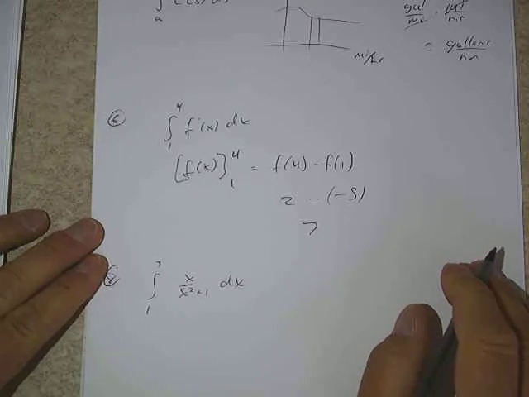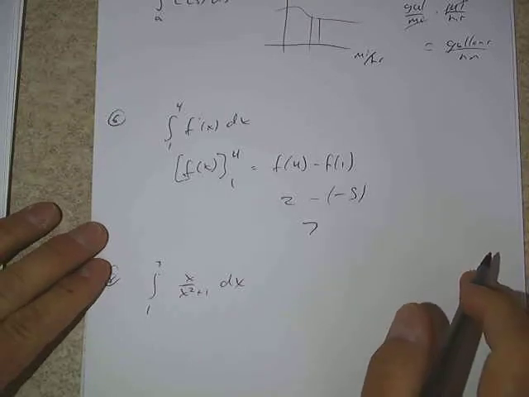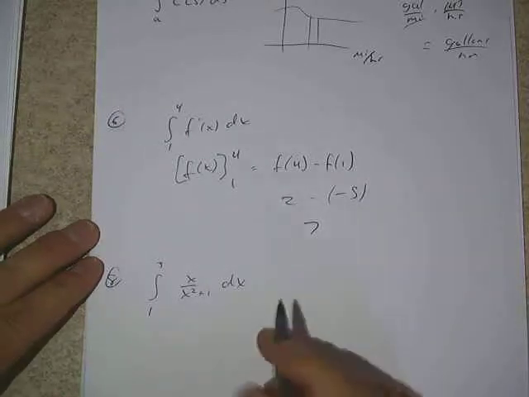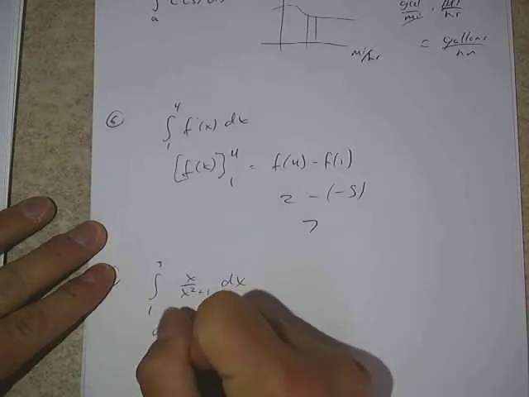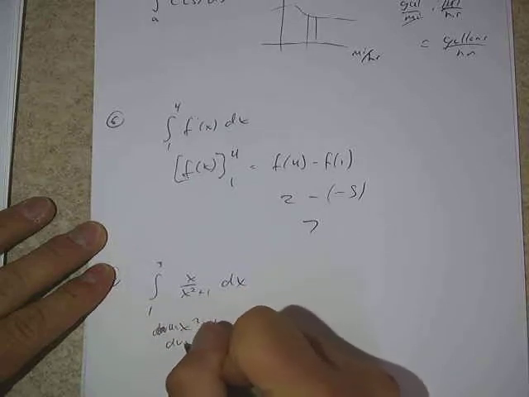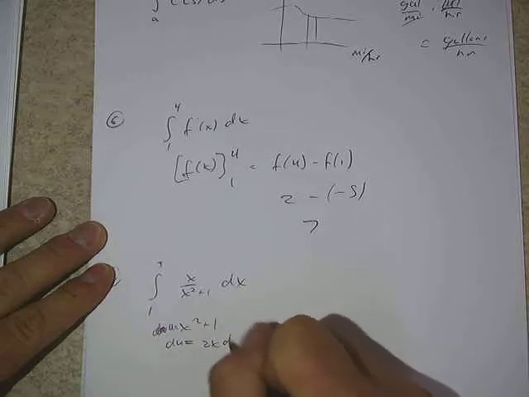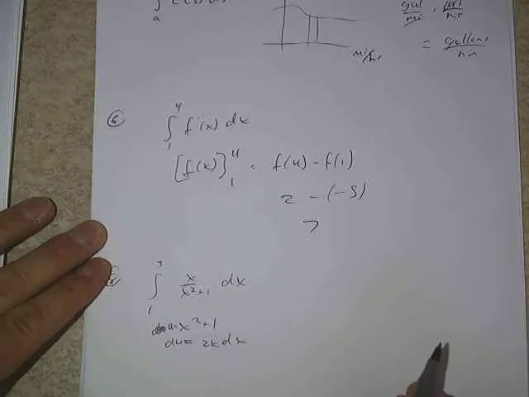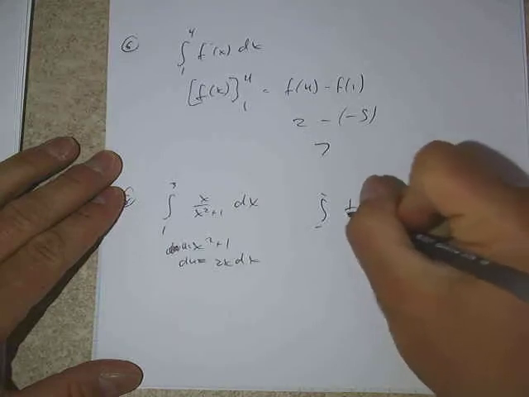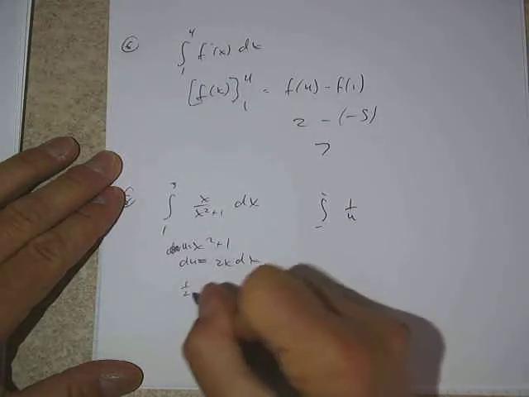Number 8, we have an integral from 1 to 3 of x over x squared plus 1 dx. If you look at that, that's not a known derivative. So if it's not a known derivative, then we need to try something else. We could use substitution here because x squared plus 1's derivative is related to x. So if we let that be our u, then du would be 2x dx.